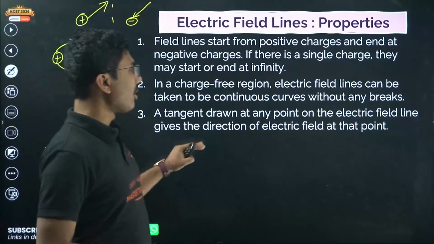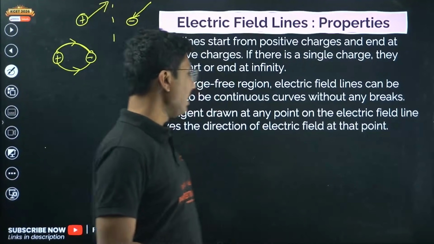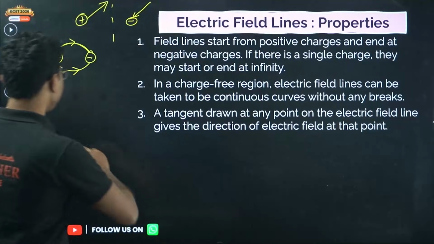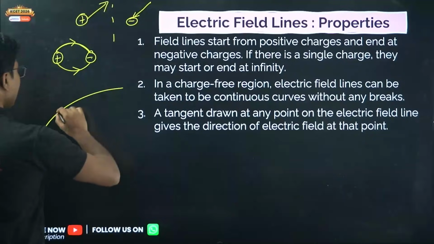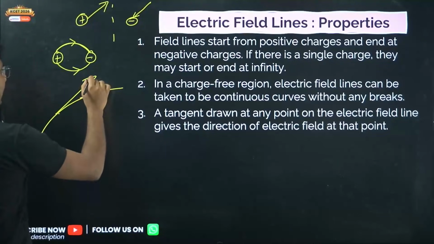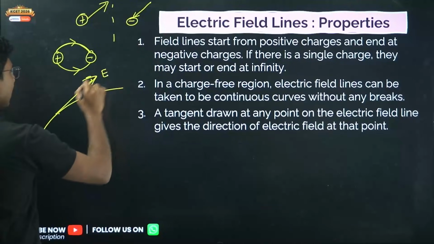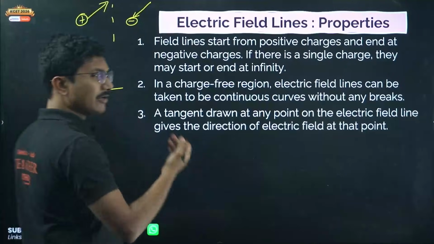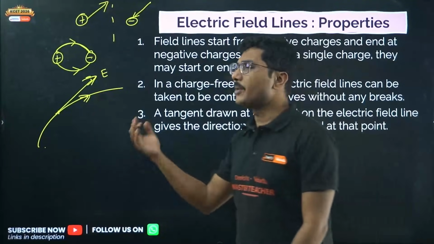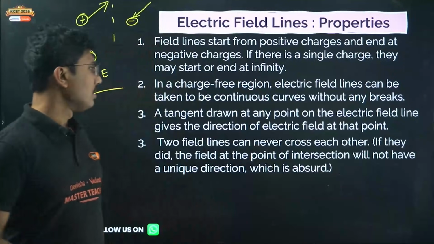A tangent drawn at any point on the electric field line gives the direction of electric field at that point. Suppose we have an electric field curve, and if we draw a tangent at this point, then we get the direction of electric field at this particular point, because it is a curve, right? So for a curve, how to find the direction? To find the direction, we have to draw the tangent.